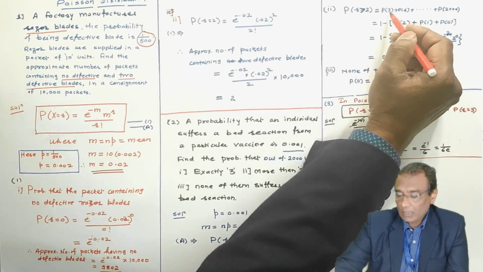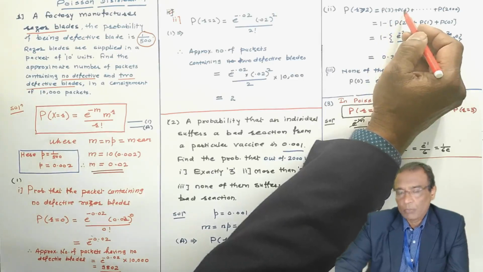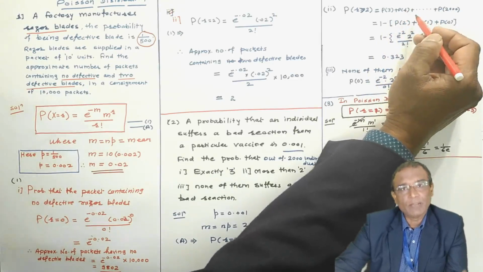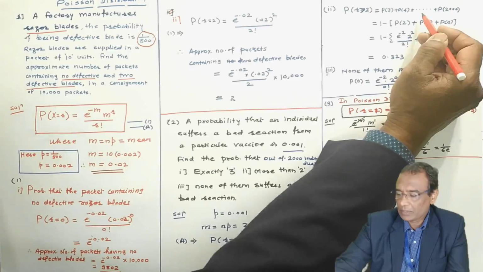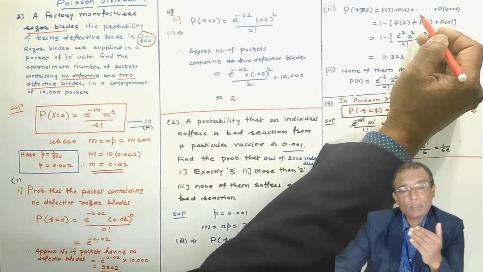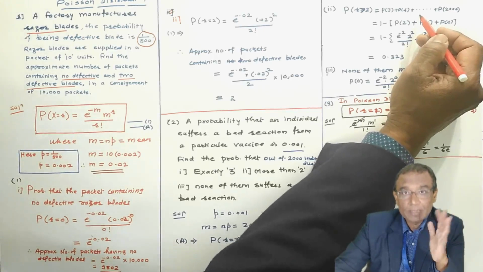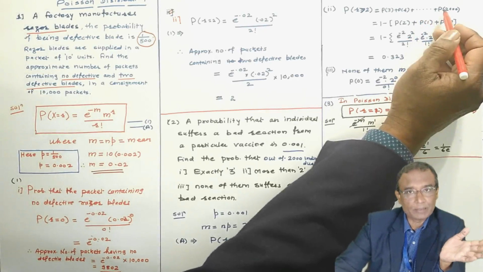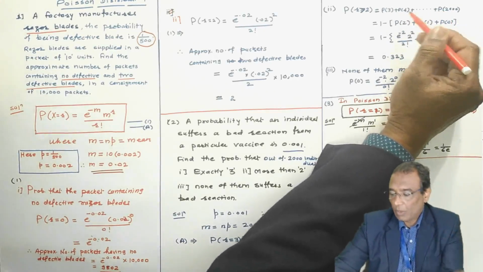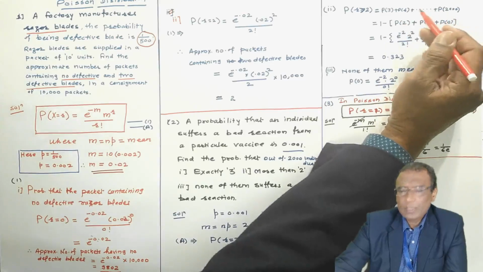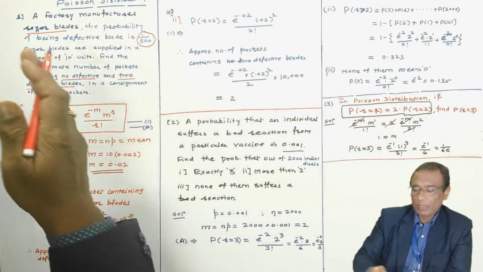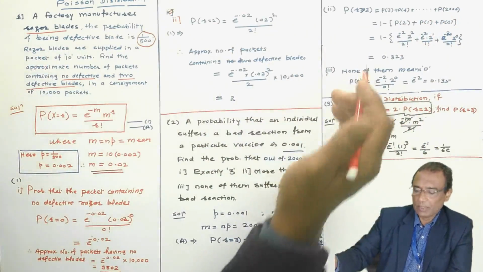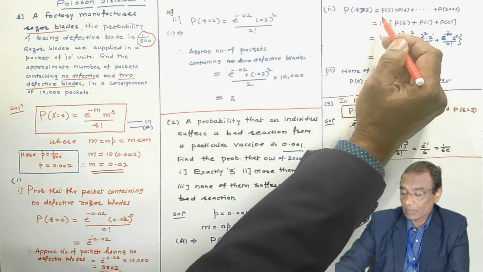Probability that 3 individuals suffer a bad reaction, or probability that 4 individuals suffer a bad reaction, plus probability that 5 individuals suffer a bad reaction, plus probability that 6 individuals suffer a bad reaction, and in this way up to probability that all 2000 individuals suffer a bad reaction. How many probabilities do we have to find? P3, P4, and all these events are mutually exclusive events. Therefore, we are using the addition law of probability.